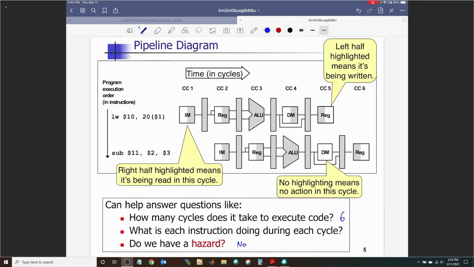Questions about the pipeline diagram. How should we describe instruction 2 at CC5? Instruction 2 at CC5. Bypassing the data memory. That's how I would describe it. No problem. All right, let's move on.